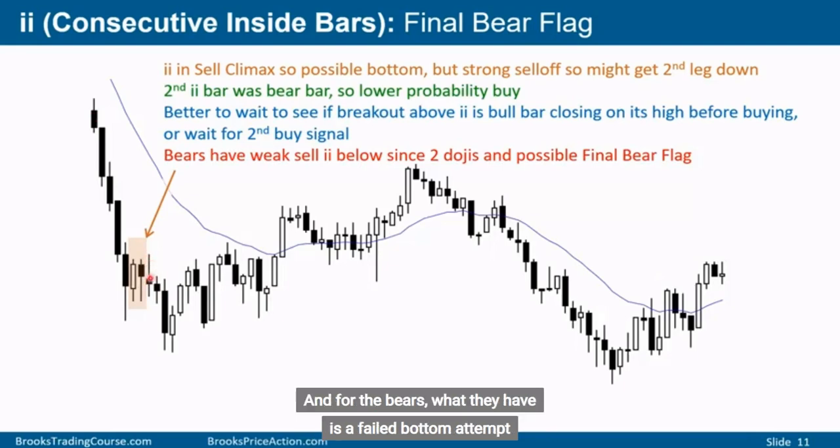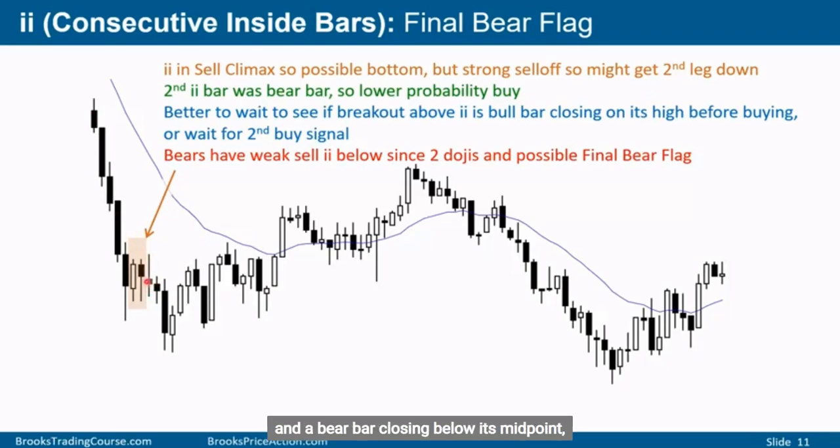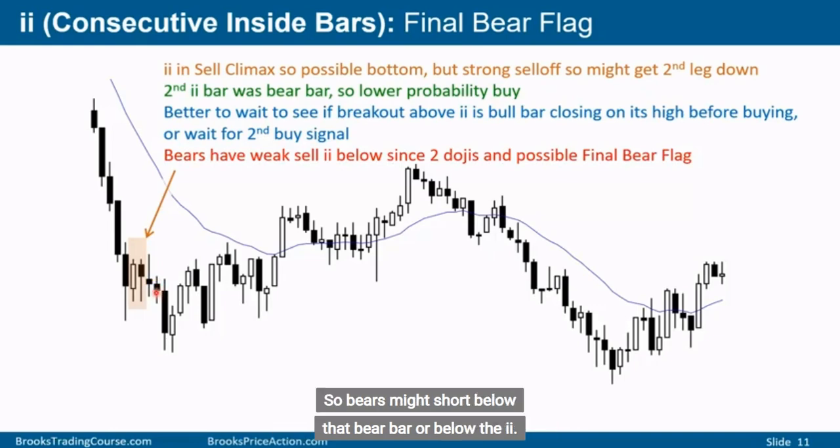And for the bears, what they have is a failed bottom attempt and a bear bar closing below its midpoint, another bear bar closing at its midpoint. So bears might short below that bear bar or below the II. I don't like to sell with stops below a cluster of bars with big tails below. Those tails below mean that the market went down and went up, down and went up, down and went up. So that means bulls are buying when it's low, and I don't want to be selling.